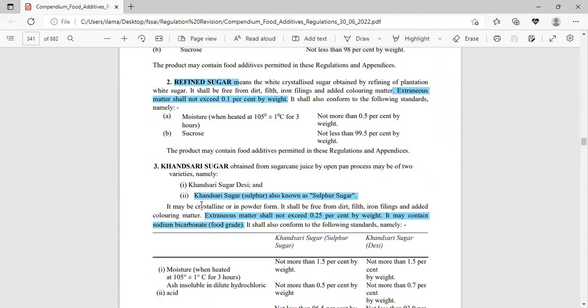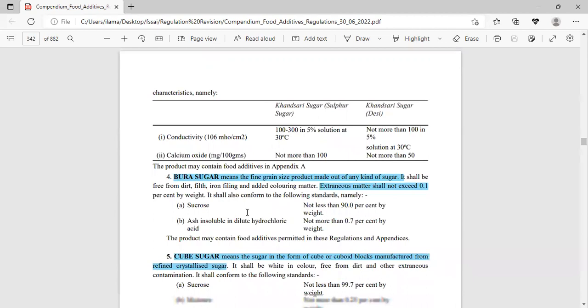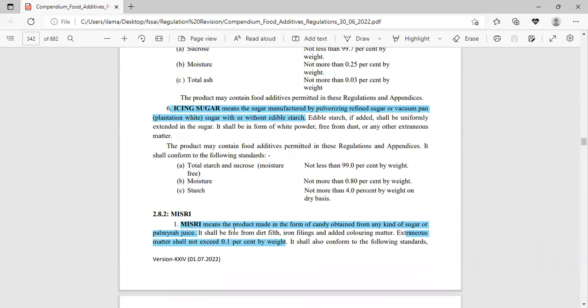Here the Khandsari sugar is also known as sulphur sugar. And here in this Khandsari sugar only the extraneous material not exceeding 0.25% by weight. Here we will use sodium bicarbonate. And just read what is bura sugar, cube sugar, icing sugar, misri.